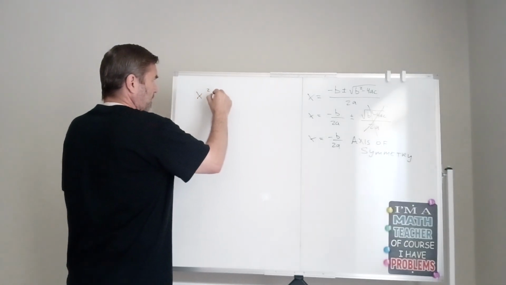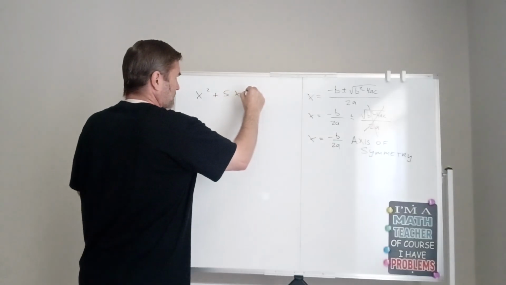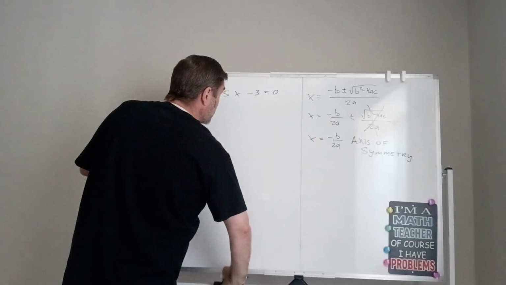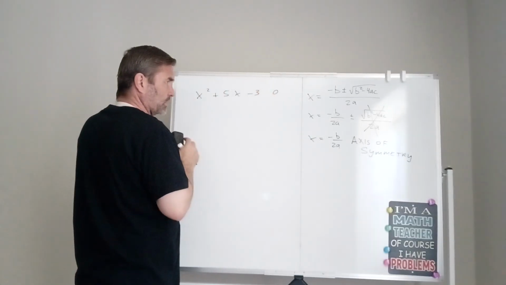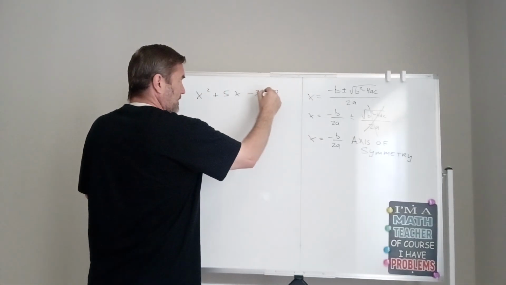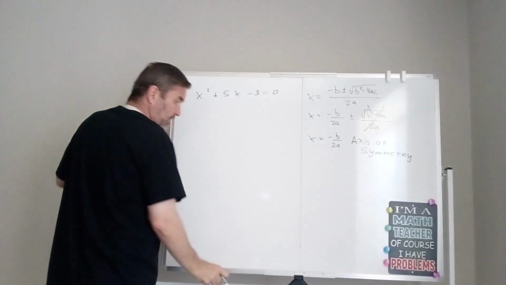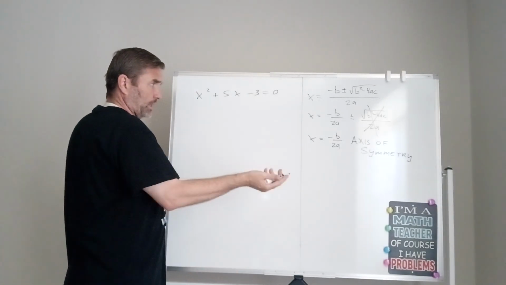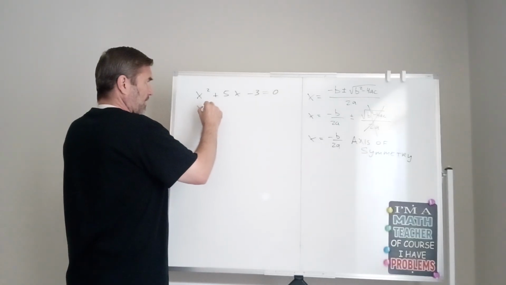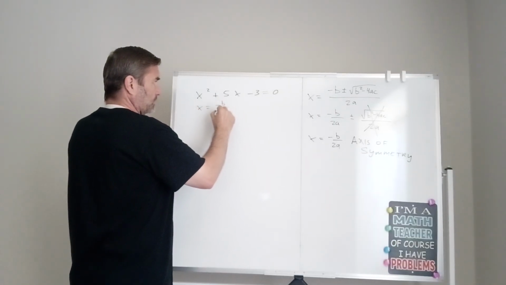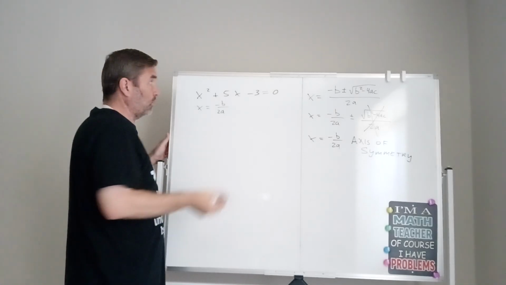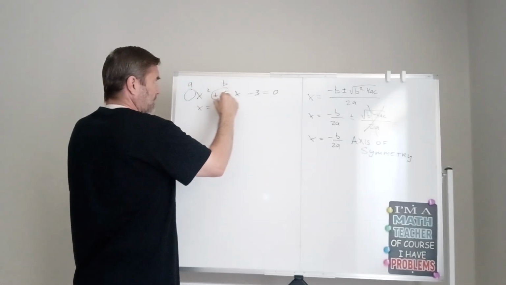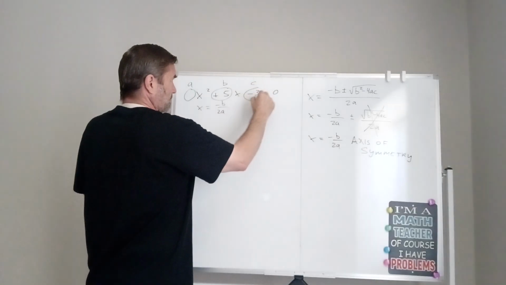Let's say we have x squared plus 5x minus 3 equals 0. Normally, we like it to have even numbers for the b, but obviously that doesn't always happen, and here's an example where it doesn't. So how would I go about this? Well, you start with x equals minus b over 2a. Just like with the quadratic formula, you need to know where your a, b, and c are. Remember, your a is the number in front of the x squared, your b is the number in front of the x, and your c is the number without an x.